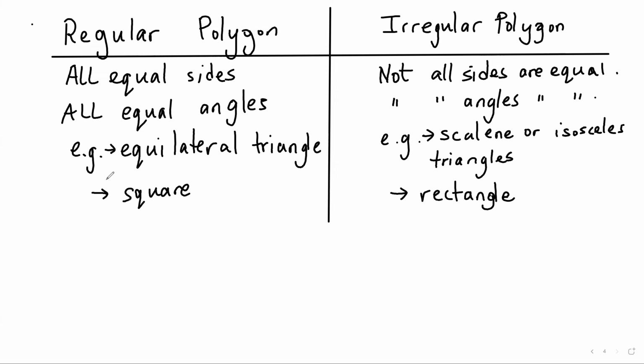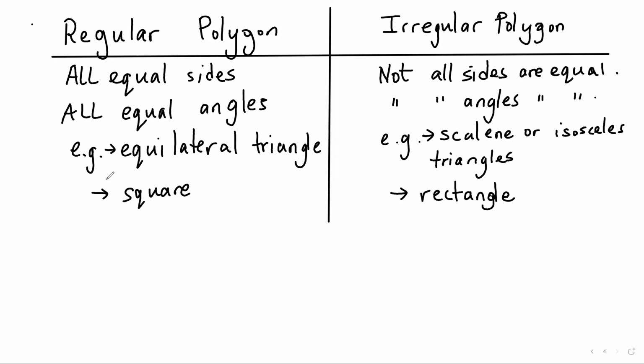Also, you could have a regular hexagon, which would be a six-sided shape that has all equal sides, but you could also have an irregular hexagon. So all of the polygons can be regular or irregular. So far, so good? Yes. Okay, cool.